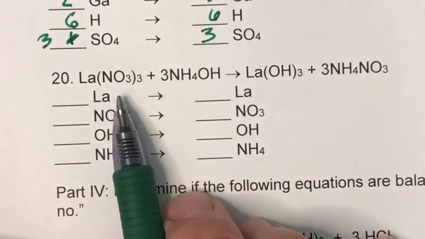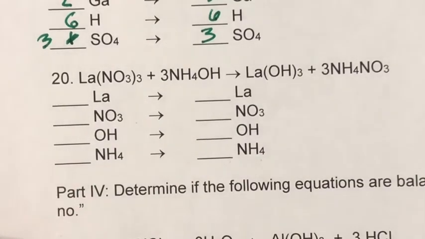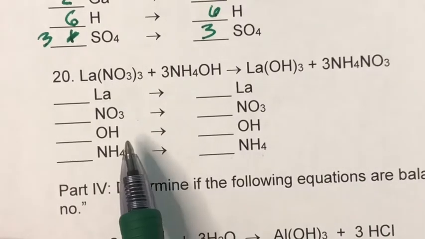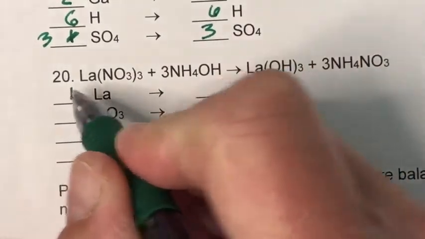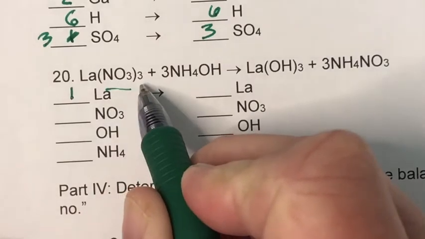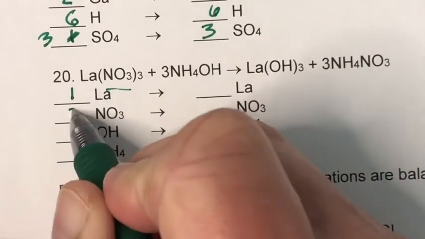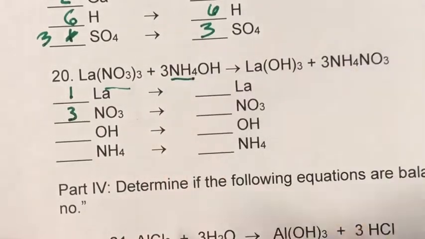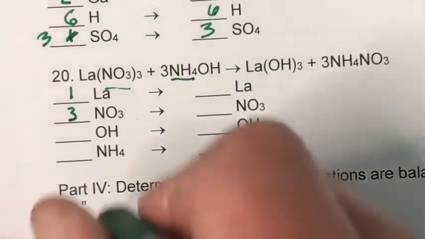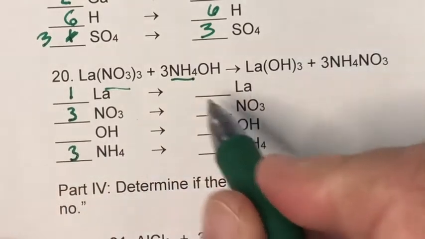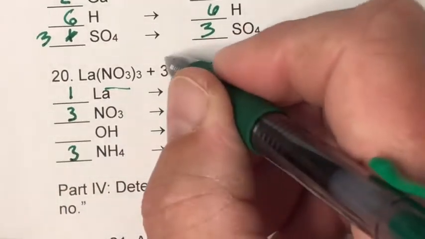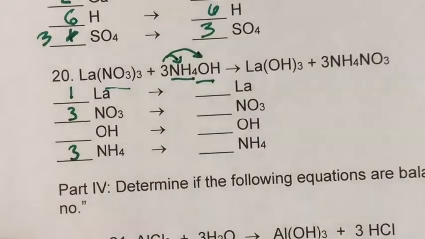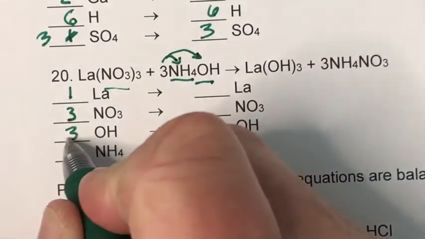All right, last one. Lanthanum nitrate. Don't see that very often. All right, let's see. We have 1 lanthanum. We have 3 nitrates. We have 3 NO3s there. We have 3 ammoniums, and NH4 is ammonium. We have 3 of those. And we have 3 hydroxides. Remember, the 3 is going to affect everything in that formula right there. And so there we go.